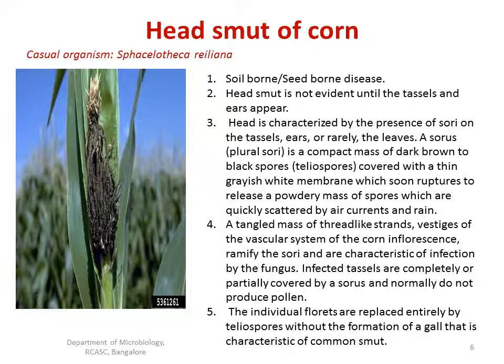Before the formation of the seed, the ovary of that particular flower would have been occupied by teleospores, and those teleospores are released outside. The gall formation is not found in this symptom. That's the difference between the corn smut and the head smut.